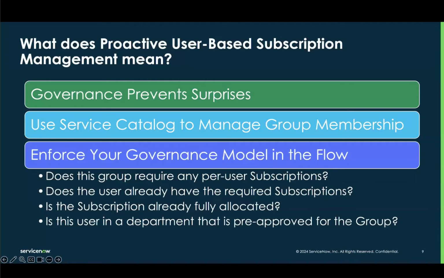All right, proactive user-based subscription management. So again, surprises are bad. I am curious if anybody likes to have surprises on their bills. I do not. So we want to prevent surprises. Highly recommend we use a service catalog item to manage group membership, so an admin can just add users to groups. There'll be cases where I like to delegate to group managers: if you want Lisa in your group, then let Lisa into your group.